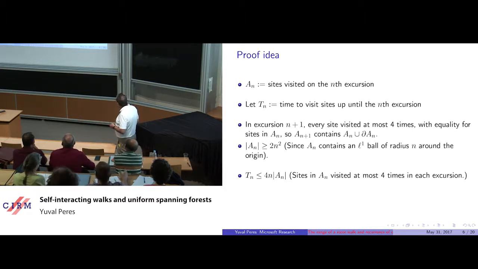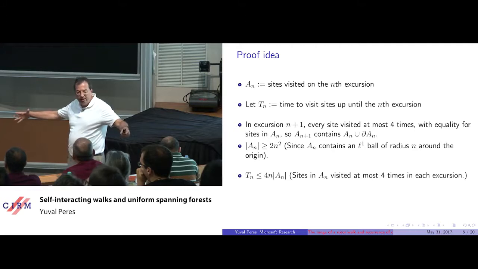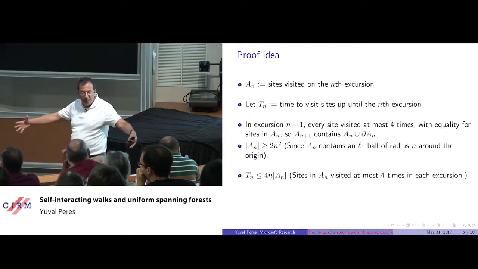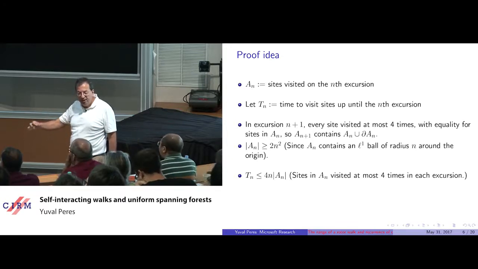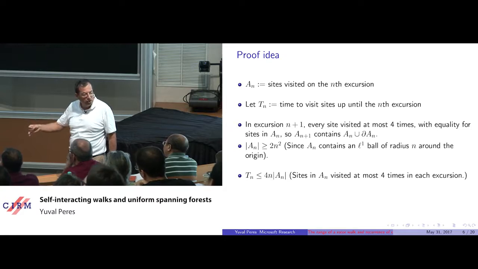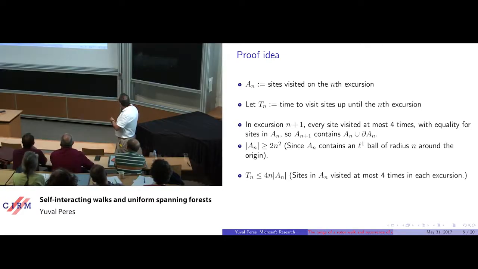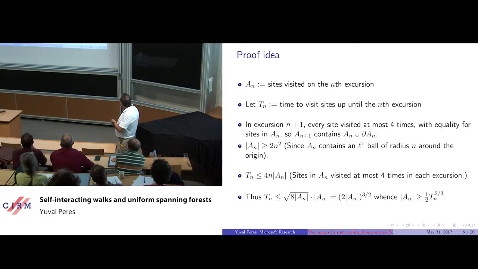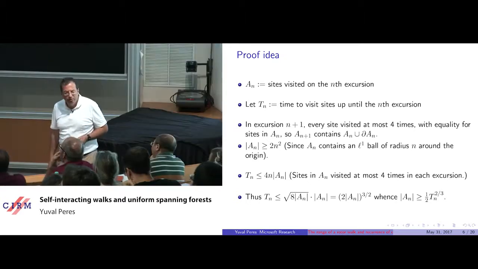Okay, so that's why in an excursion, every site is visited at most 4 times, and so the total time is at most the size of A_n, because A_n contains all the previous excursions, times 4n, because every site in A_n is visited at most 4n times in these n excursions. So T_n is at most 4n A_n, and now 4n is at most root of 8A_n. You see that from here. Okay, so it means we got T_n is bounded by 2A_n to the 3/2, so A_n is at least T_n to the 2/3. Okay, so this is just combinatorics.